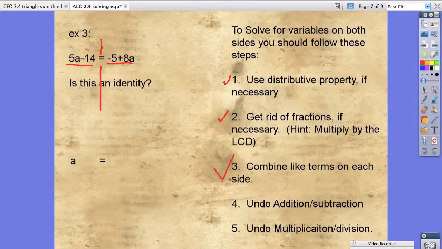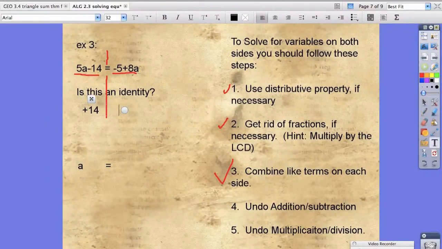Now, we read from left to right. So 5a, it has an a, so it's going to stay on the left. The minus 14 should move. So we're going to add 14 to both sides of the equal sign. That leaves us with 5a we didn't touch. Equal sign we didn't touch. Negative 5 plus 14 is positive 9 plus 8a.